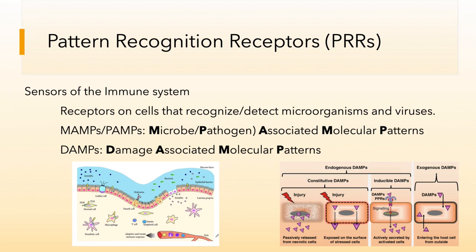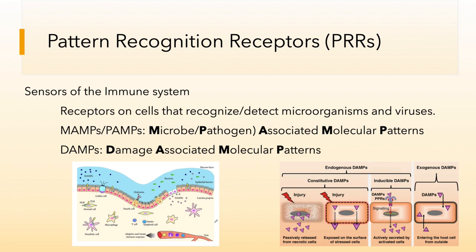And these receptors are a very important part of the bridge between the innate immune system and the adaptive immune system. The pattern recognition receptors are receptors on cells that will actually recognize and detect a microorganism or a virus. They can detect molecular patterns that are unique to bacterial cells and viral genetic material. There are 2 different types of molecules, or I should say patterns, that they recognize.